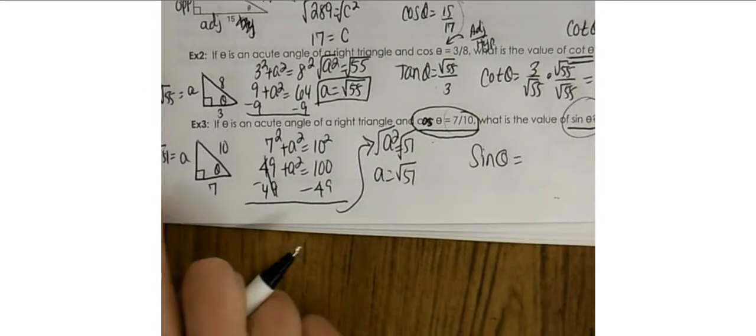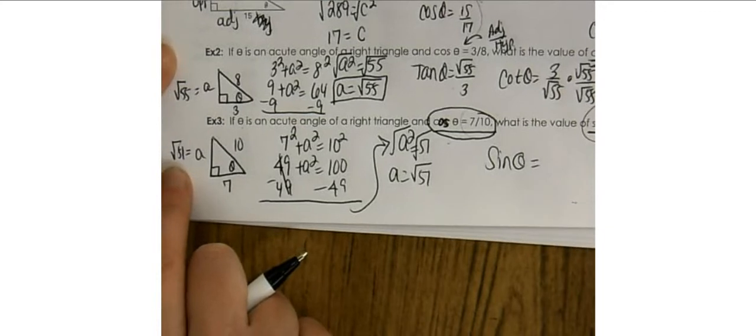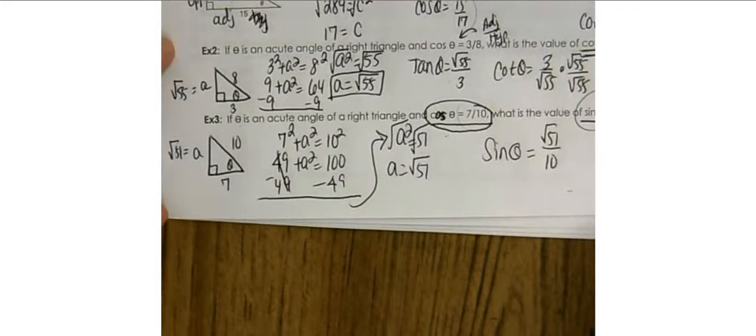So now I'm going to identify what the sine of theta is. Sine of theta is going to be equal to the opposite, which is the square root of 51, divided by the hypotenuse. And we're simply going to leave our answer as the sine of theta is equal to the square root of 51 over 10. And that is our answer.